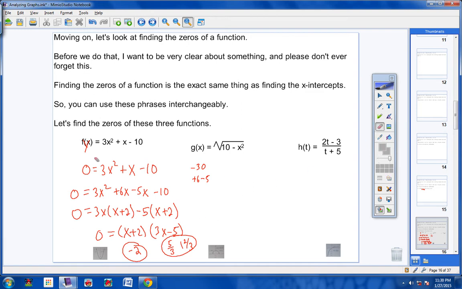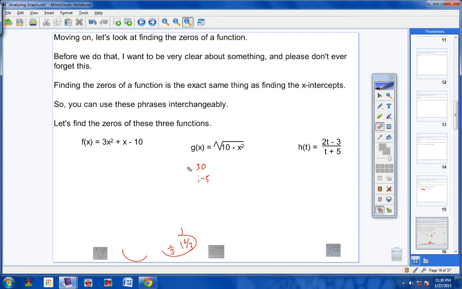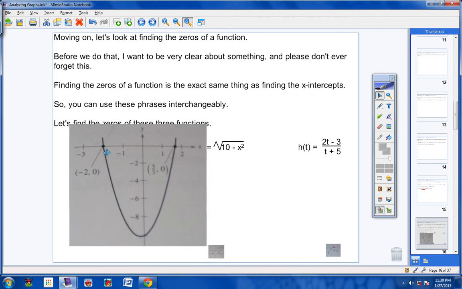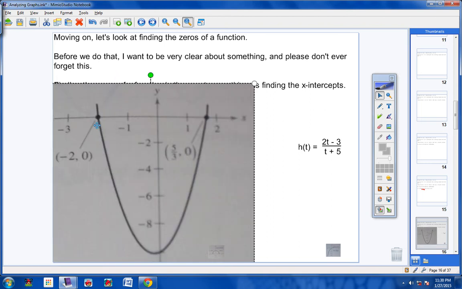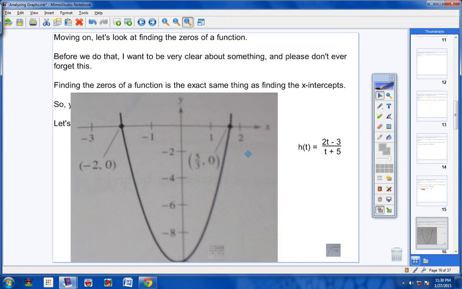By the way, I've got the graph here to prove this to you. I'm telling you the zeros are negative 2 and 1 2/3, but I'm also telling you that those zeros are the x-intercepts, right? Well, let's see if I'm right. Here's the graph of this function right here. There it is. Oh, look at that. Looks pretty good to me. There's one x-intercept, negative 2. There's the other x-intercept, 5/3. Exactly like we got, okay?